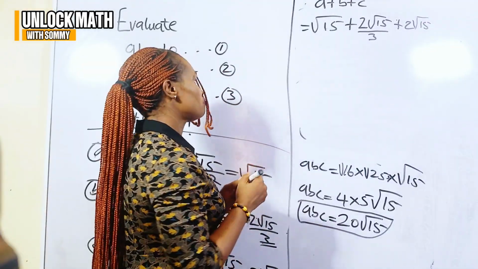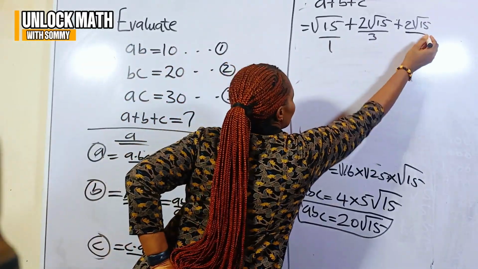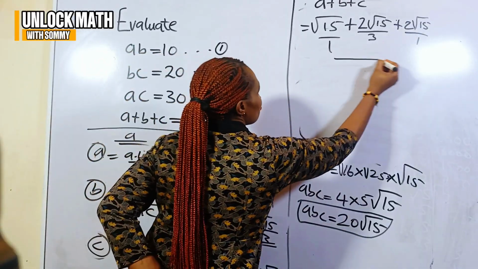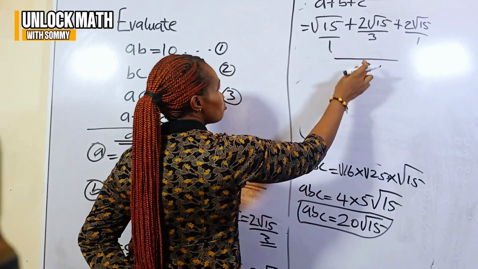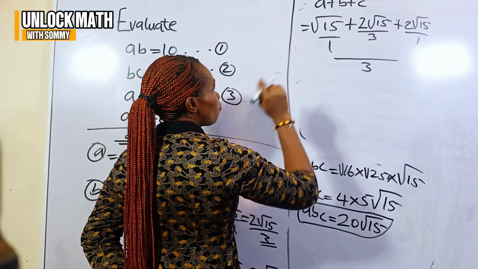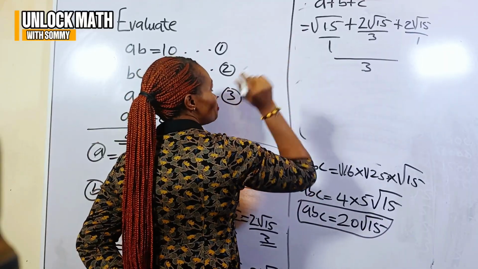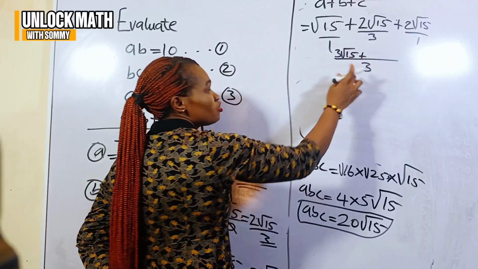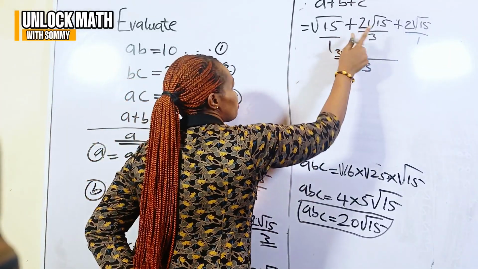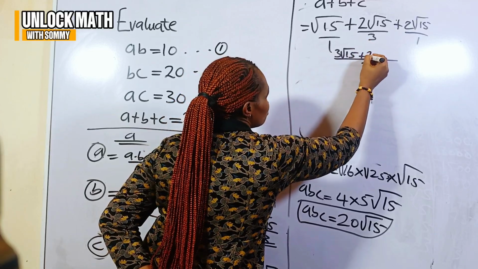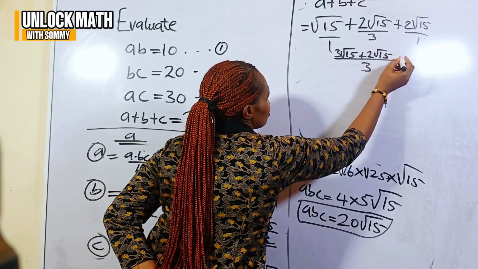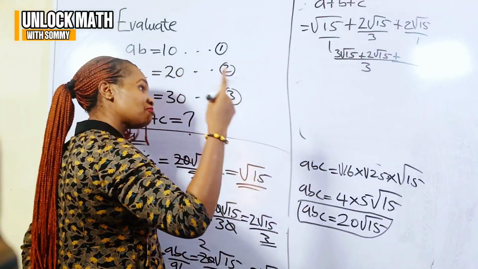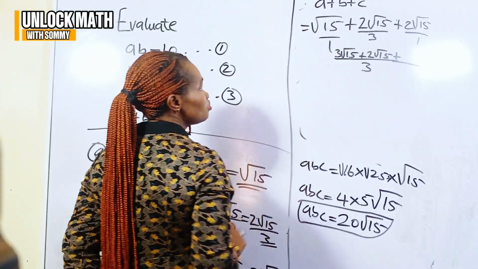For us to solve this, we find the LCM for them, so that everything has a common denominator. And when we do that, the LCM of everything here is 3. When 1 goes into 3 it is 3, 3 multiplies root 15, we have 3 root 15, plus, when 3 goes into 3, we have 1. 1 multiplies 2 root 15, we still have 2 root 15, plus, when 1 goes into 3, we have 3. 3 multiplies 2 root 15.